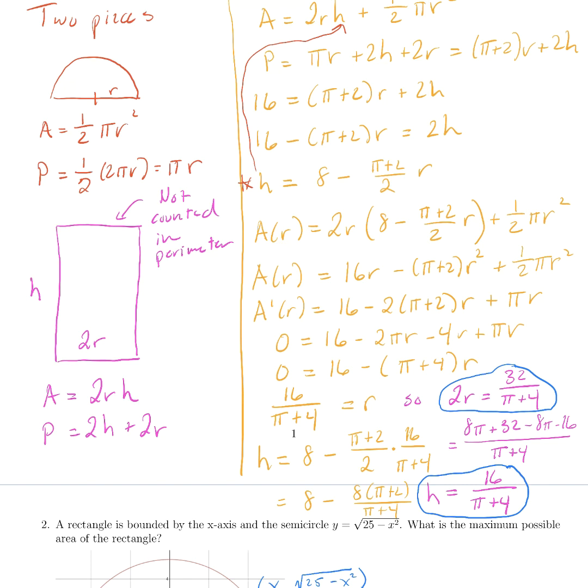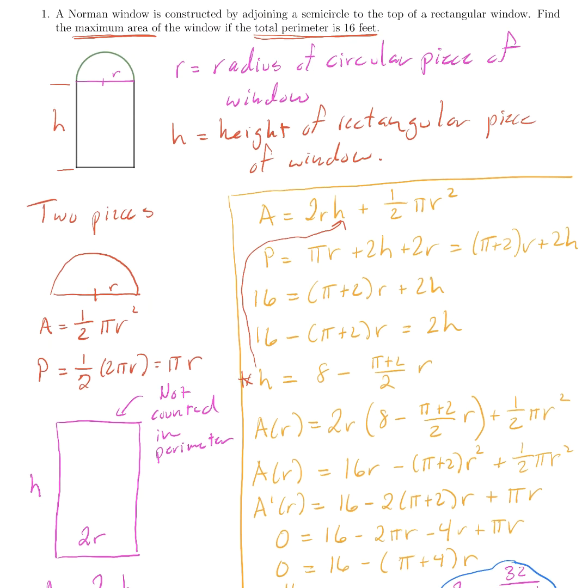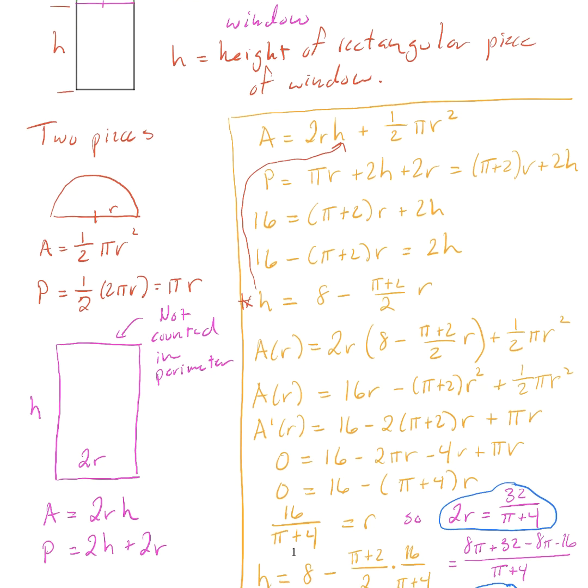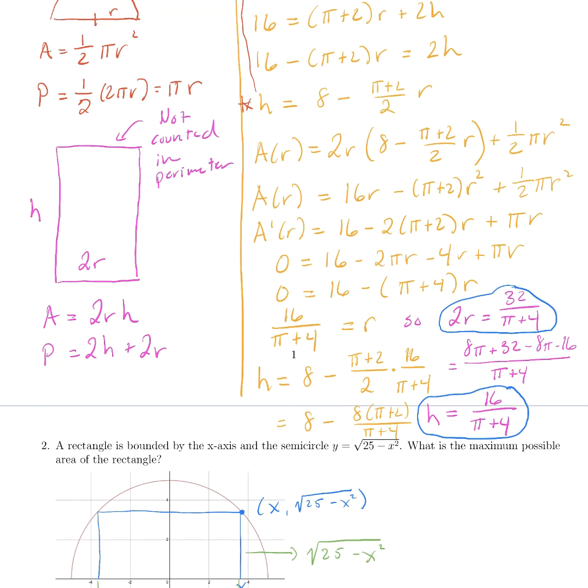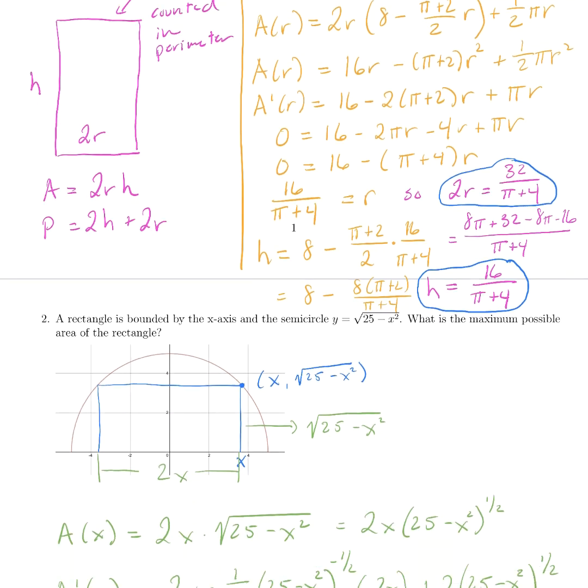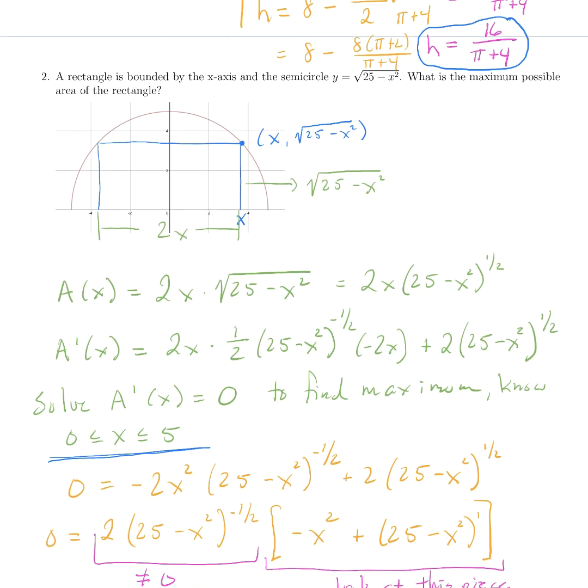You could check with the second derivative that this does give you a maximum. I ran out of space here, but you could take the second derivative of area. You'll only have some constants there, and you can see that you get a maximum because the function is concave down.